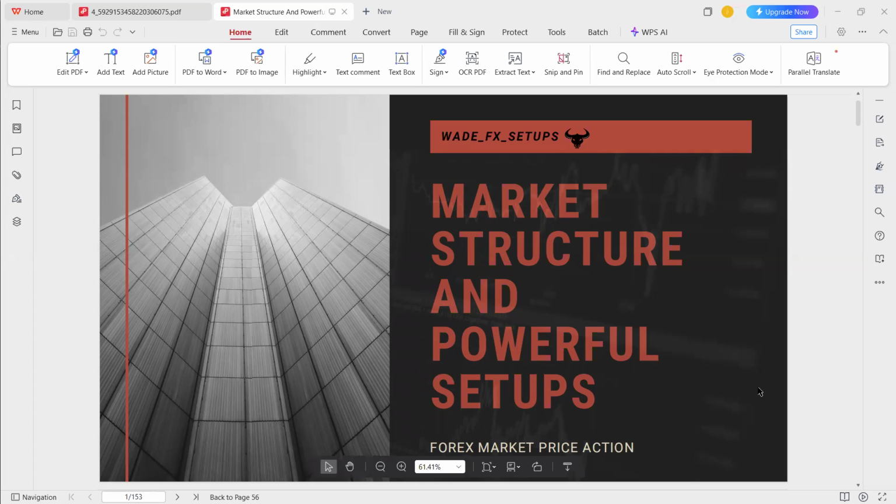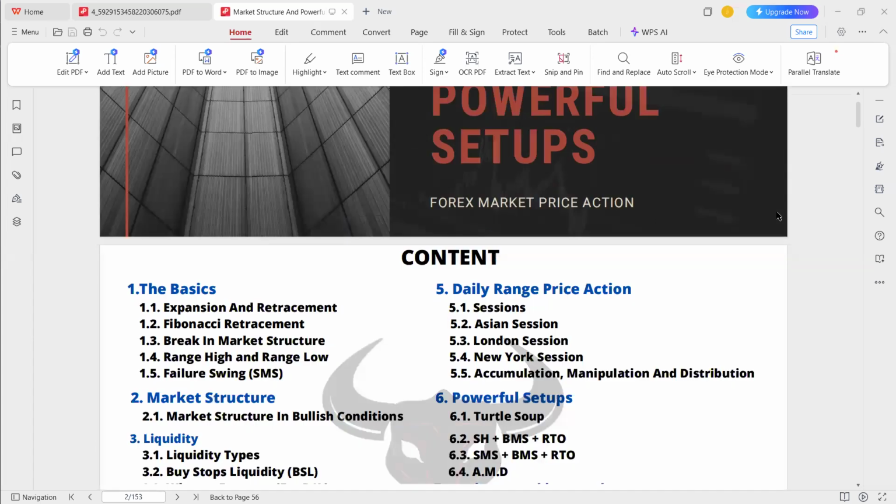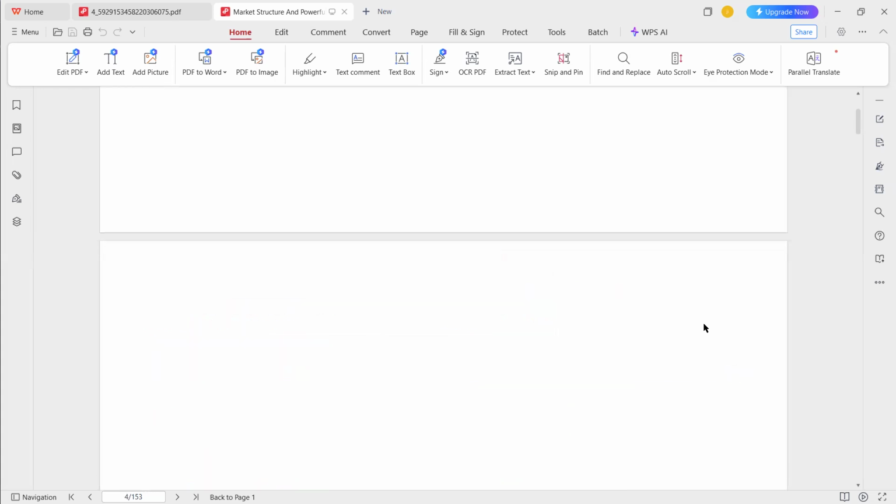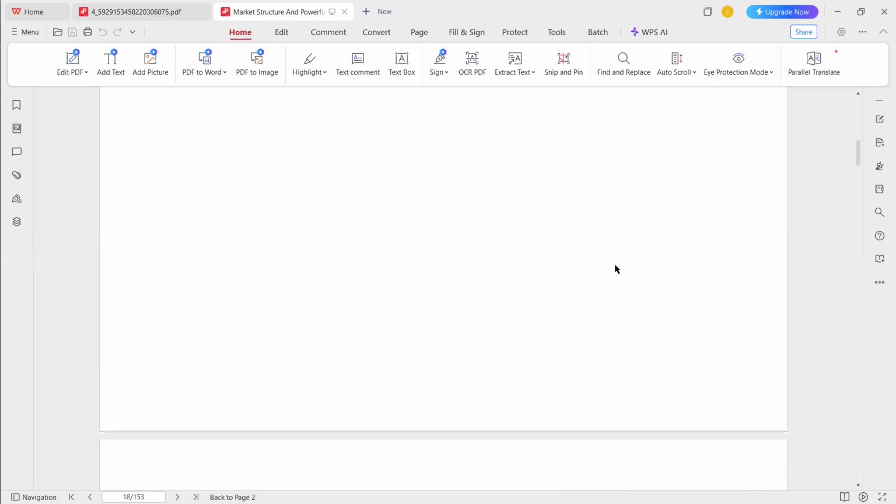We are back on our book, Market Structure and Powerful Setups by WadeFX Setup. Shout out to Wade for giving us the opportunity of going through his book. Great material, great content. So today we are on chapter 5, where we are going to be speaking on the daily range price action. And it's mainly about sessions, Asian session, London session, New York session, accumulation, manipulation, and distribution, which is abbreviated by AMD. All right, so without wasting much time, let's quickly jump to chapter 5.